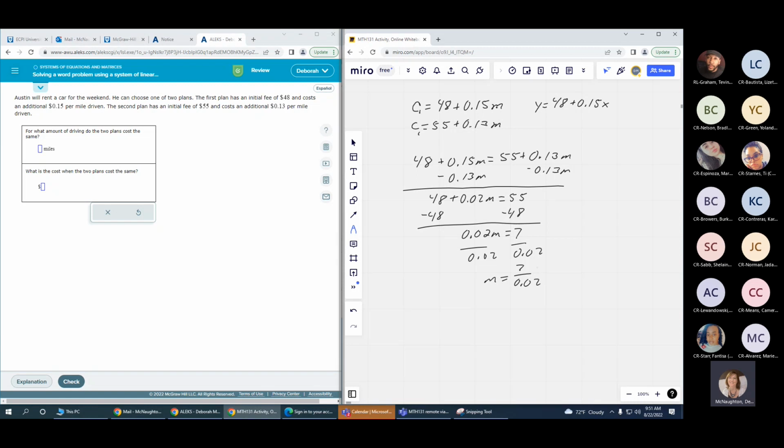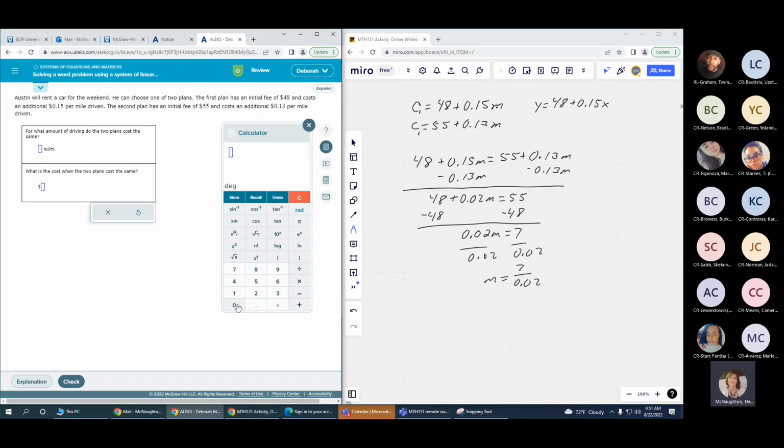One of the reasons I like to use M and C, so I know it's miles and cost, is so when it asks me how many miles, I know I'm putting in the right thing. And then it gave us a calculator. So 7 divided by 0.02 is 350. So when the miles are 350, that's when the cost is the same. At less than 350 miles, this plan will cost less than this plan because this has a higher upfront cost. And then you can check it.